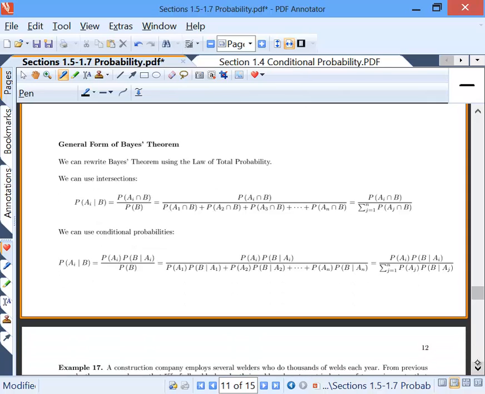Okay. Which means that we do have a general form of Bayes' theorem. So we can rewrite Bayes' theorem using our law of total probability. We can use our intersections, or we can use our conditional probabilities. And really, I'll let you read through those on your own time. Just remember what I said: draw your tree diagram, memorize your one formula, and you're good.